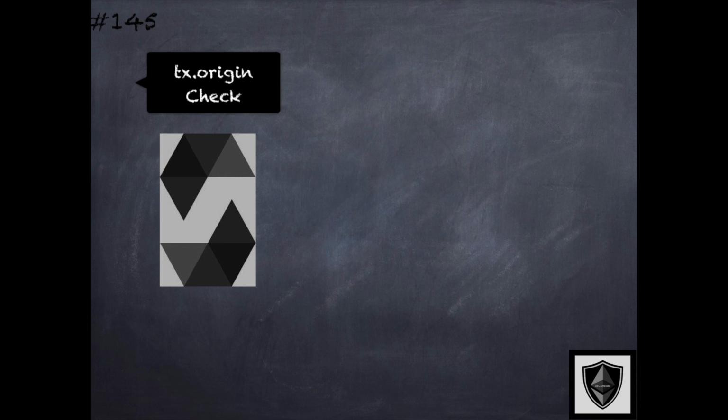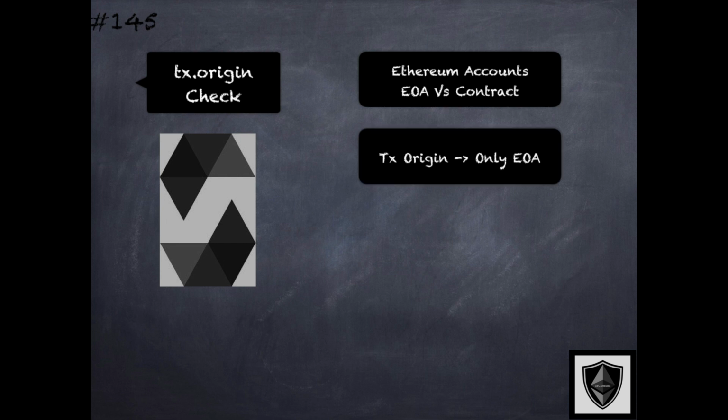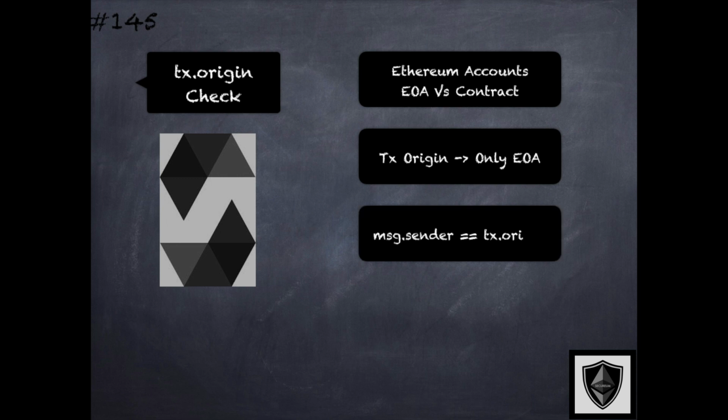The second category of security checks is what is known as the transaction origin check. Again, recall that Ethereum has 2 types of accounts: externally owned accounts, EOA, and contract accounts. Transactions in Ethereum can only originate from externally owned accounts. So transaction.origin is really representative of the EOA address where the transaction originated from.